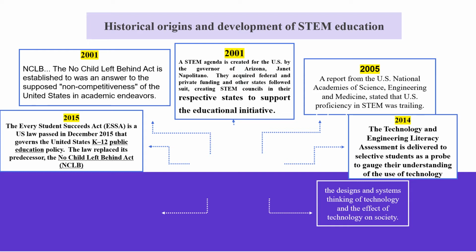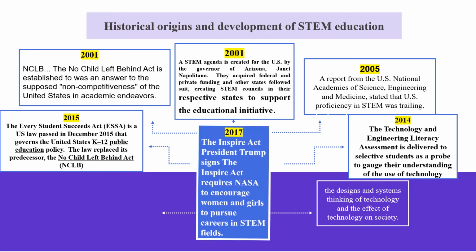So this new act, the Every Student Succeeds Act, is based on the previous act of 2001, which was NCLB, or No Child Left Behind. This discusses the impact of STEM education upon students and how students are successful in their scientific and personal life in general.